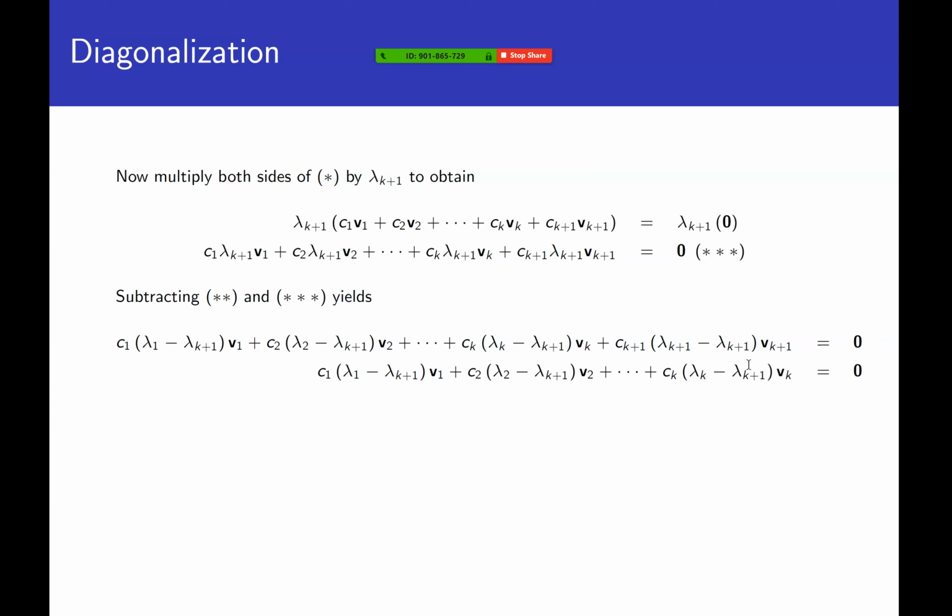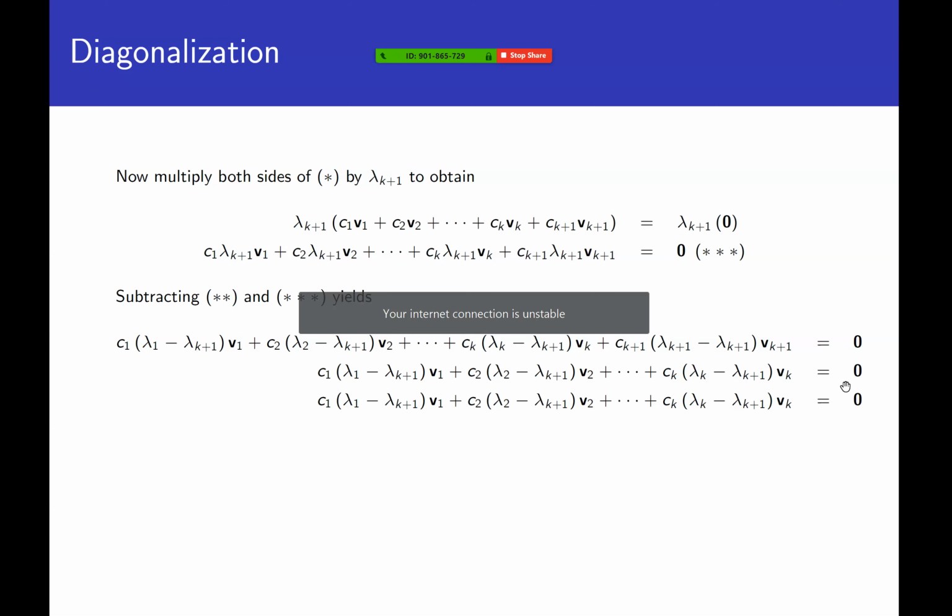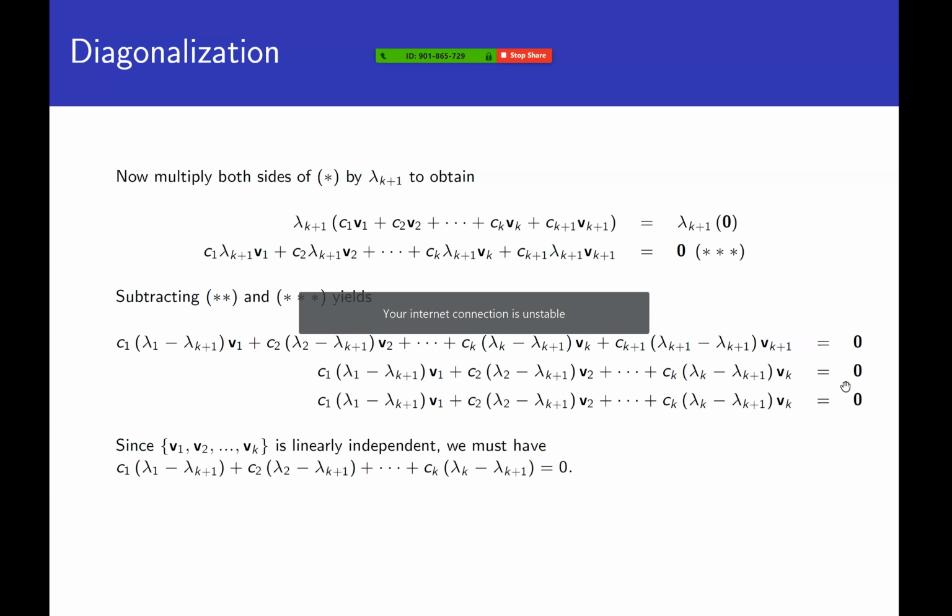Now, look what we have. We have a linear combination of the v's that gives you the 0 vector. I don't know why I have the same line in there twice. Apparently, I thought it was really important that we had a linear combination that gave us the 0 vector.